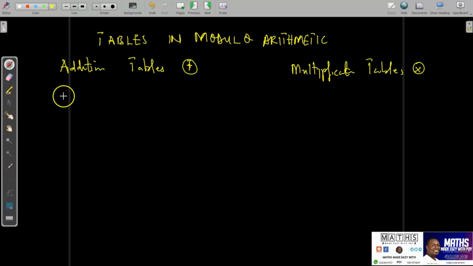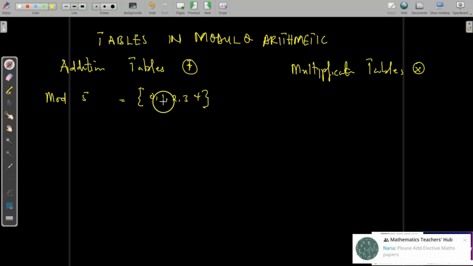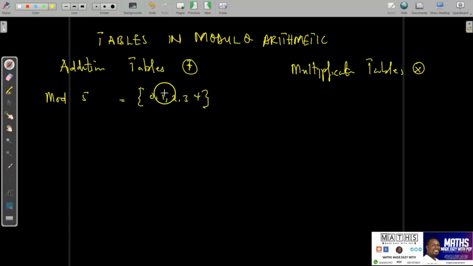So you may be asked to write down the addition table in mod 5. Let's start with mod 5. In mod 5, what are the elements that we can use in adding up? What elements or entries can we use in mod 5? It involves 0, 1, 2, 3, and 4. So these are the entries we can use in mod 5. We cannot use any other number, but these are the major entries you can use in mod 5.